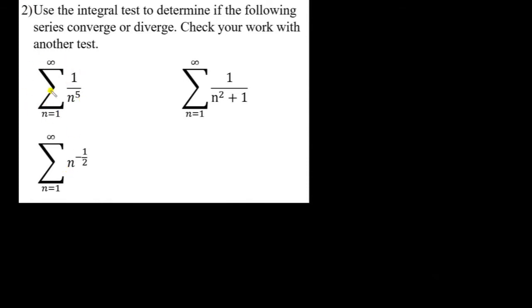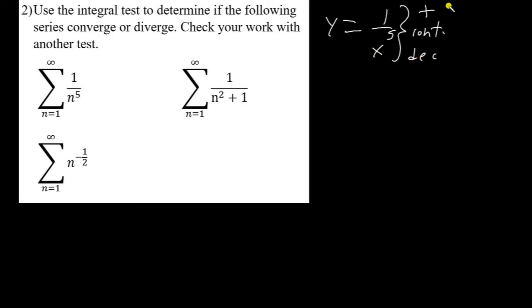So when you look at this first series, and your brain is screaming to you, P-series test, you have to ignore what your brain says and use the integral test first. We'll use the P-series test later to check our work. So if I call this stuff inside a function, y equals 1 over x to the 5th, I need to ask myself 3 things about this function before I can even think about applying the integral test. First, is it positive? Second, is it continuous? And third, is it decreasing?